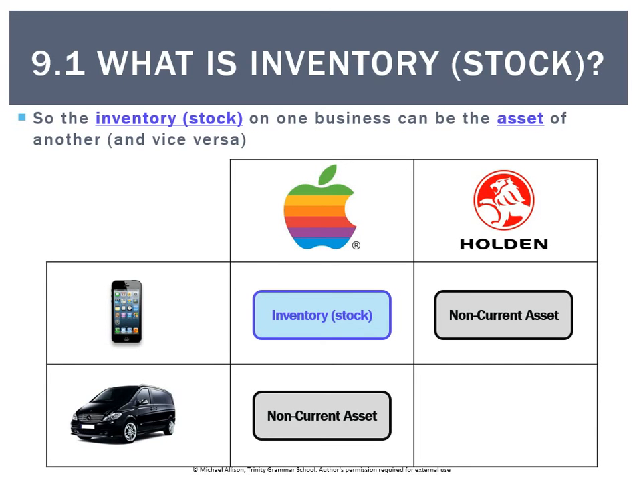It'll have cars for its managers and employees and so on. But for Holden, cars actually represent inventory or stock. So that just shows an example where the exact same item can be inventory for one business, but an asset for another.